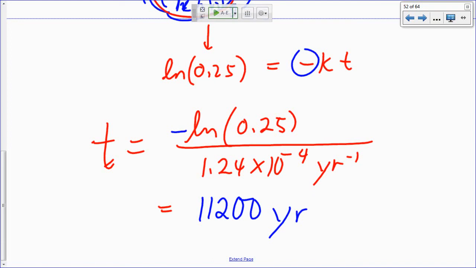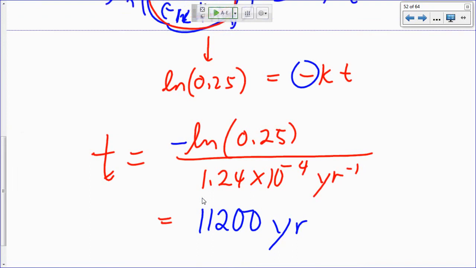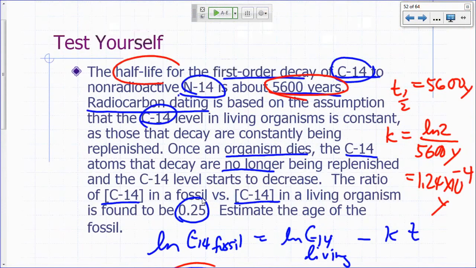So that's how old the fossil is, based on those assumptions. Now, you could actually have done this in your head because I gave you some nice round numbers. What's 0.25? It's 1/4, that's 1/2 of 1/2. So 5,600 years later, it will be cut to a half. Another 5,600 years, it would be half of a half, so you'll have a quarter left. That means this fossil has lived 2 half-lives of a carbon-14 atom.